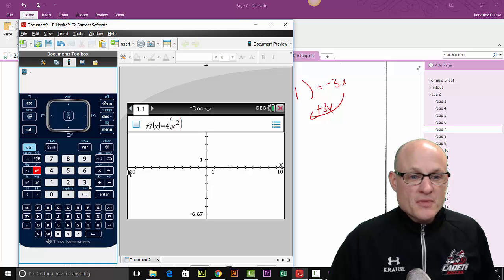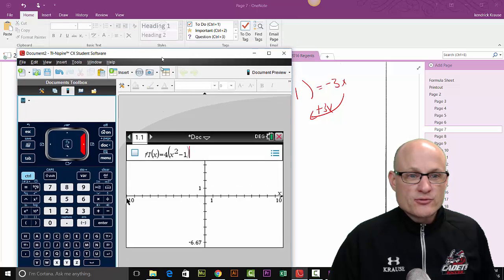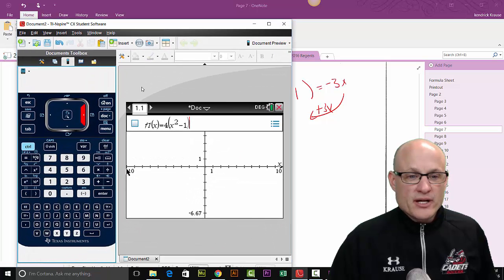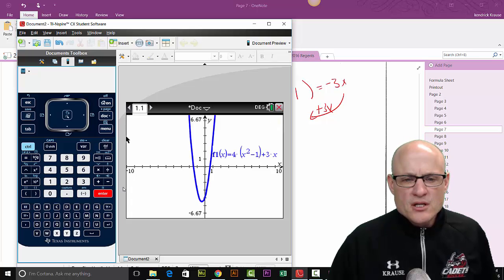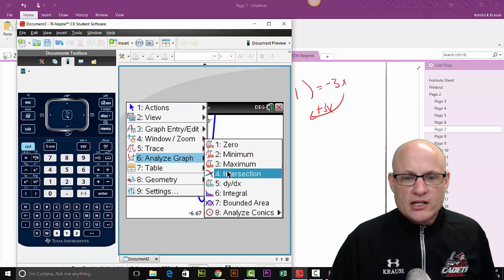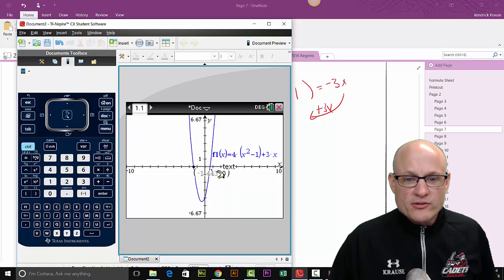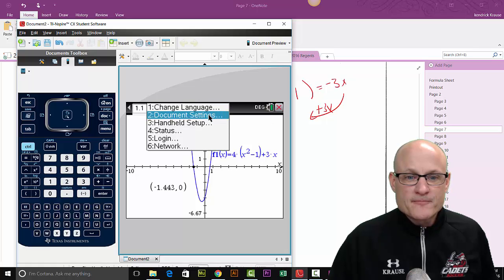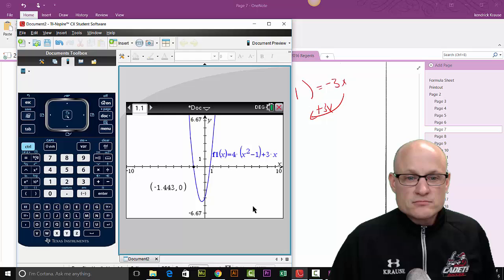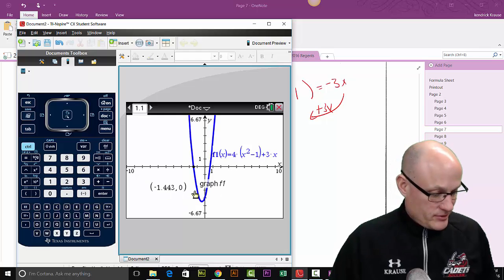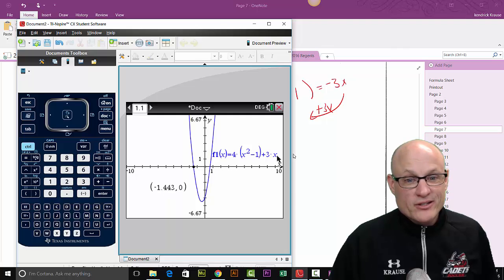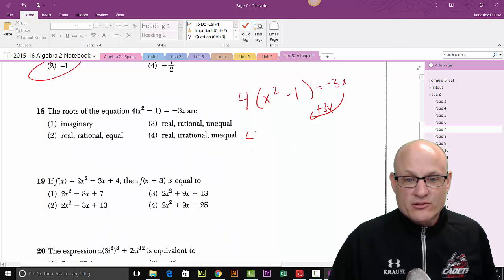4x squared minus 1, plus 3x. It's a parabola. Now, I really can't tell what the roots are. I could go into menu, analyze the graph, and do zeros. Left, right, and it looks like zero, but it's in float mode. It says 4.4. That looks rational, but that's kind of tricky. I don't think the answer is rational. So let's take a look and see.